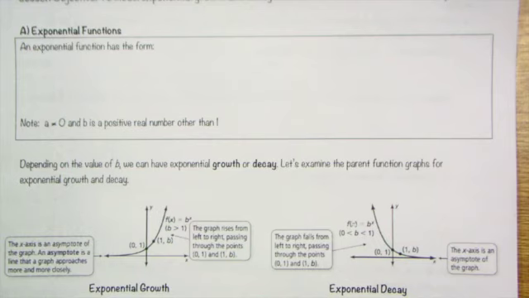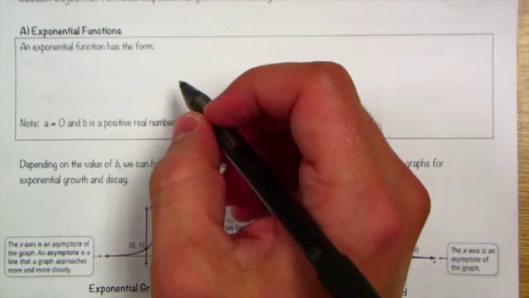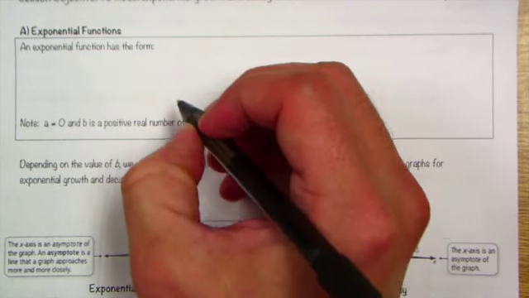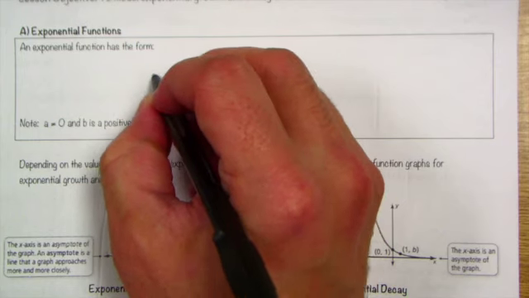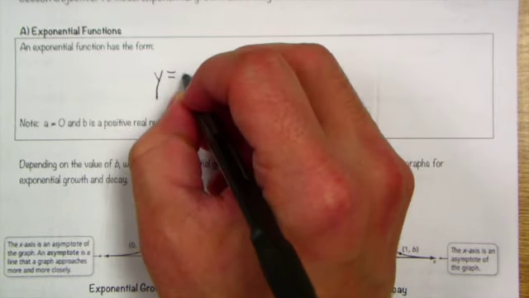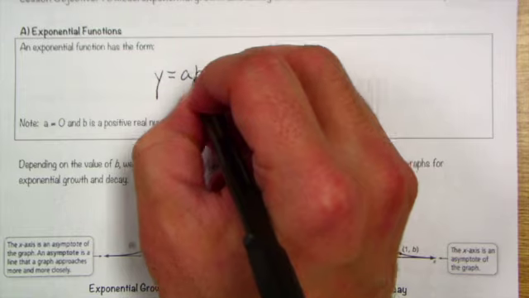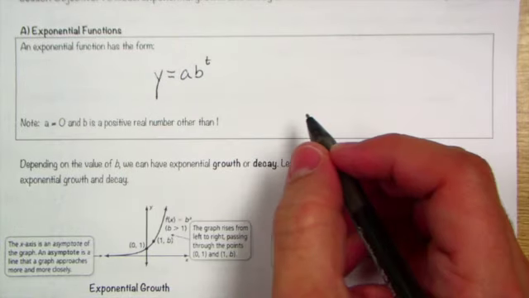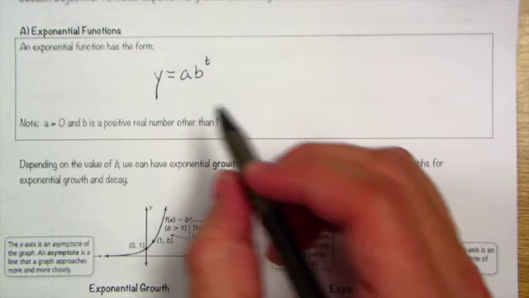You may have briefly talked about this in your Algebra 1 class, but today we're going to go obviously a little bit more in depth. So an exponential function has the form, and it's a specific type of equation, which is y equals a b to the t power. And all of these have meanings.